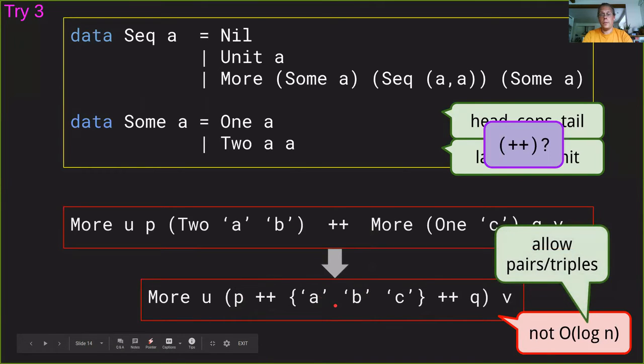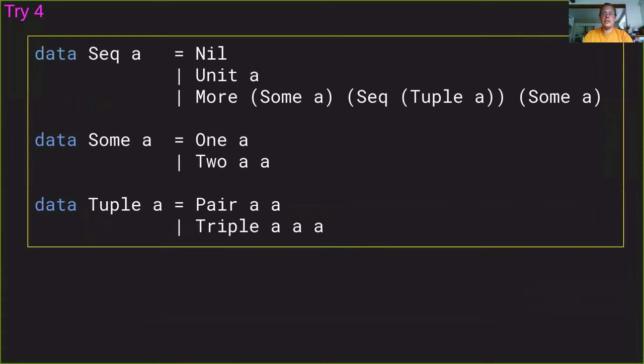So that's what we're going to do. So let's try number 4. Our sequence data type looks like this, and the change we have is that it's not pairs here anymore. Now it says tuple of A, and a tuple of A can either be a pair or a triple. So we have to add some cases here and there to our functions. So let's see what those changes will look like.